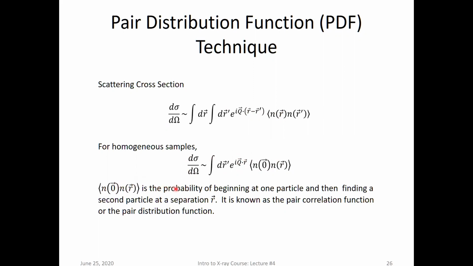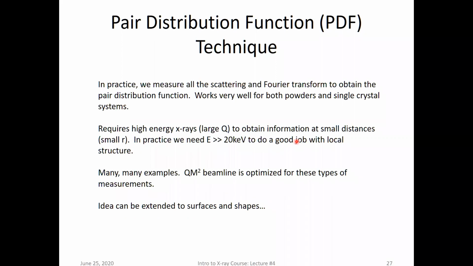But this is just the probability that if I know I started at one object, and then I move a distance r, that's the probability of finding a particle at distance r from any other particle. It's known as the pair correlation function or the pair distribution function. So in practice, the way you get this is you measure all the scattering over an enormous volume of reciprocal space, and then Fourier transform that back to get the pair distribution function.